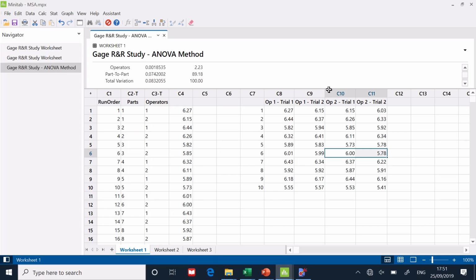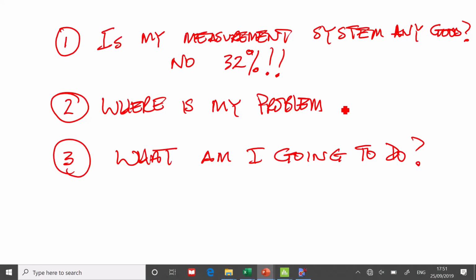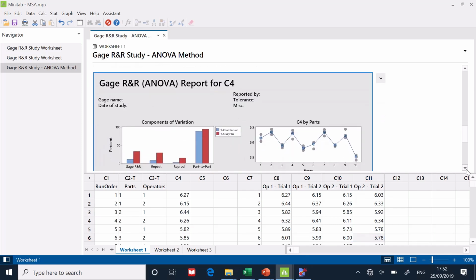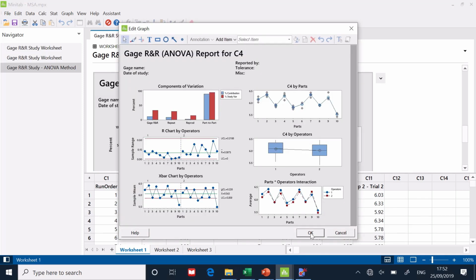So if we go back to our questions, where is my problem? Mostly within system. It is within system. It's not to say that we don't have to improve the between system as well, but there is a much bigger component within system. Now, what am I going to do about it? Let's go back to Minitab. So we've decided that it's within system. What am I going to do about it? Well, now what I'm going to do, I'm going to look at the graph. Let's pop this thing out and we'll have a look at the graphs.